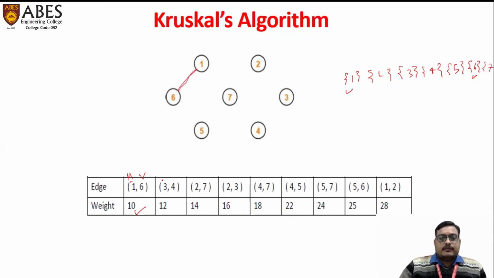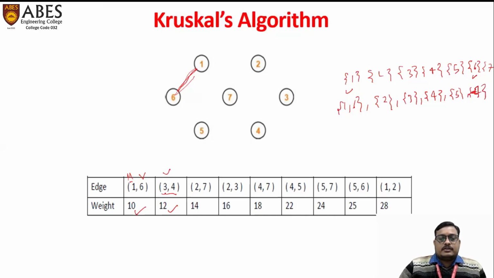In the second step, we'll take the second minimum, that is 12, and the vertices are 3 and 4. After connecting 1 and 6, we'll merge 1 and 6 as one set. So now 1 and 6 are in the same set, and 2, 3, 4, 5, and 7 are different sets.